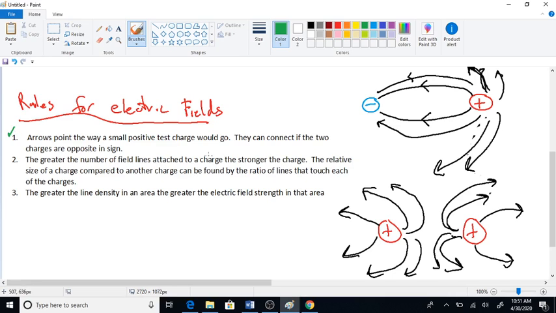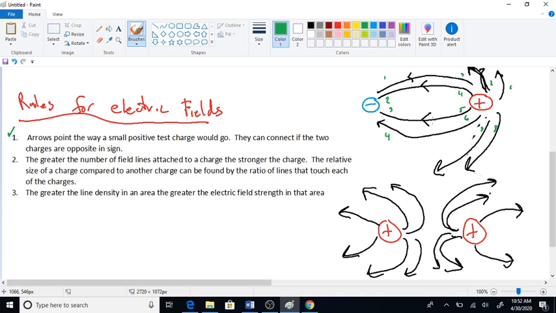Okay, the greater the number of field lines attached to the charge, the stronger the charge. Look at this, how many field lines? 1, 2, 3, 4, 5, 6, 7, 8. Well, how about this one? 1, 2, 3, 4 attached to this one, right? So which of these two has the larger magnitude of charge?